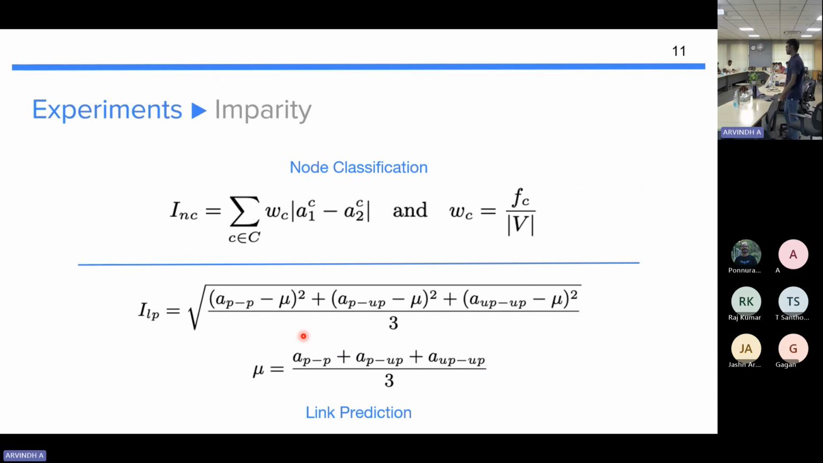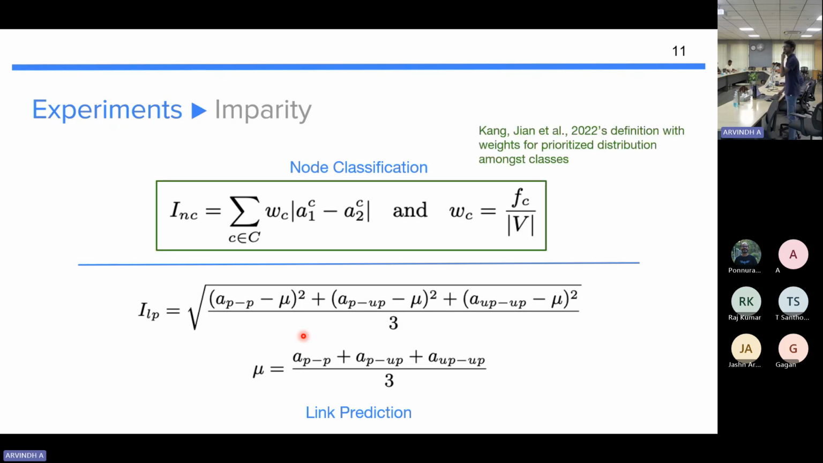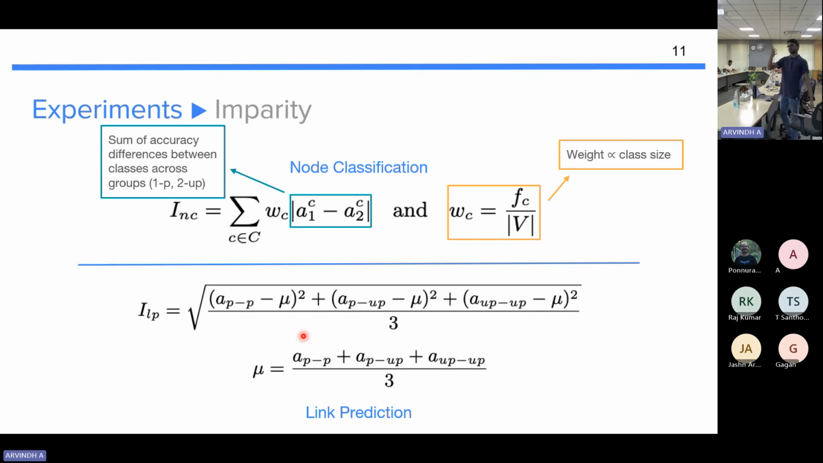I'll move on to how we measure the improvement in fairness. So that's this famous metric called statistical parity or imparity, and we stick with it. For node classification, we use Jian Kang's definition, and we just reformulate only one thing here. That is how we define the weights. Basically, the motivation here is that you take the sum of accuracy differences between classes across groups. So A1C here would mean that one here is the group of popular nodes, two here is the group of unpopular nodes, C here is the specific class.